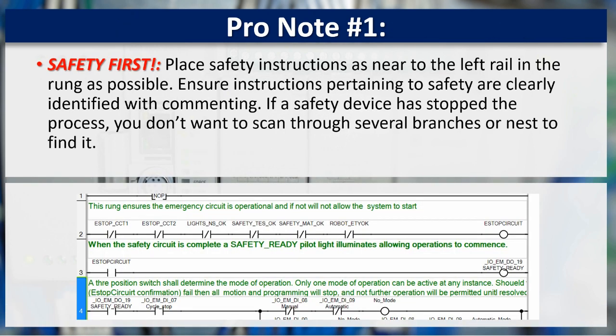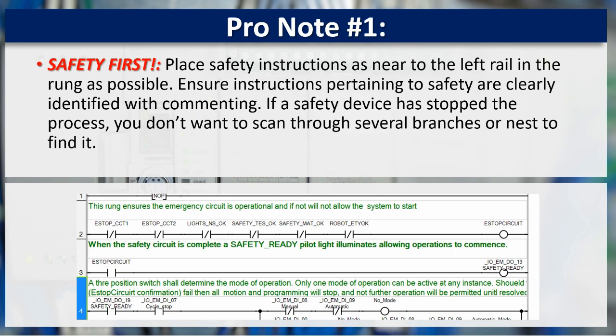All right, here is pro note number 1. Safety first. Place all safety instructions as near to the left rail in the rung as possible. Ensure that instructions pertaining to safety are clearly identified with commenting. If a safety device has stopped the process, you don't want to scan through several branches or nests to find it. It should be right out in front.